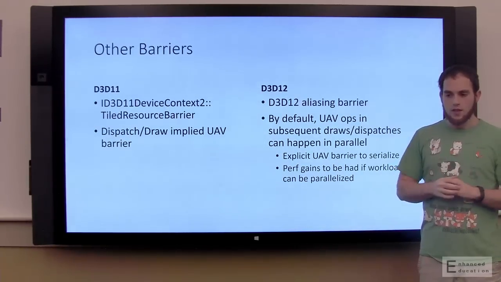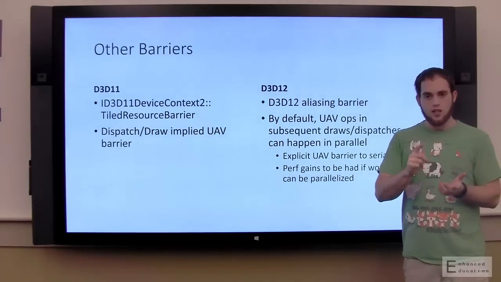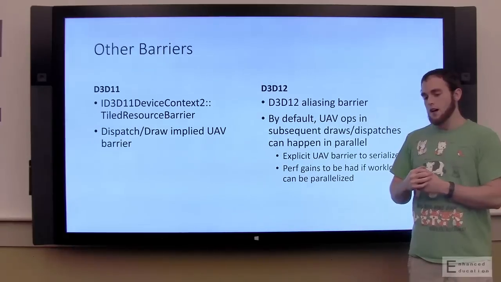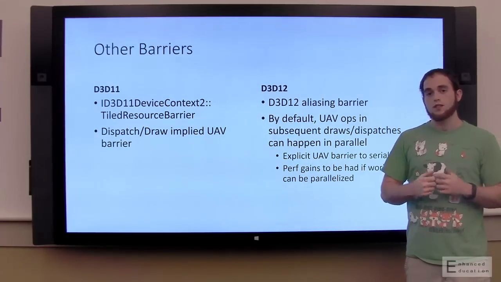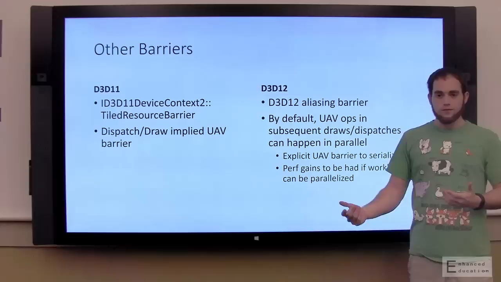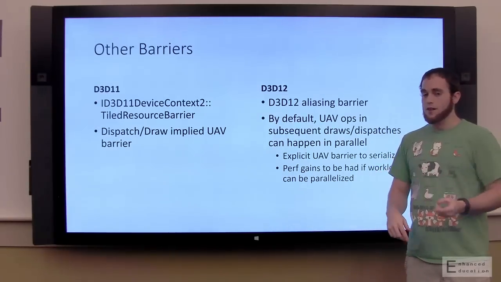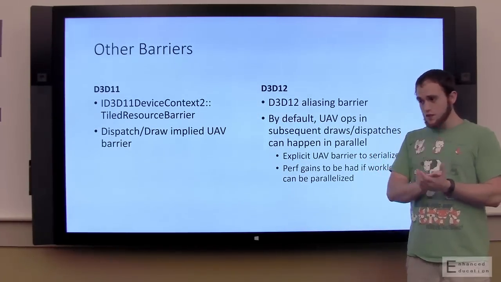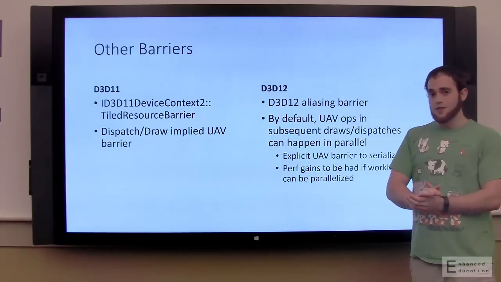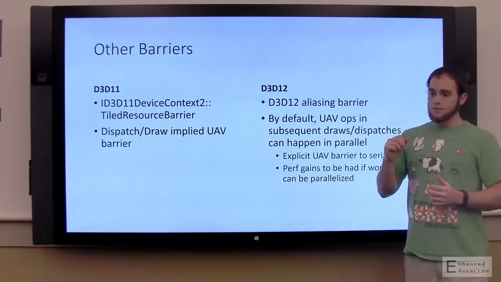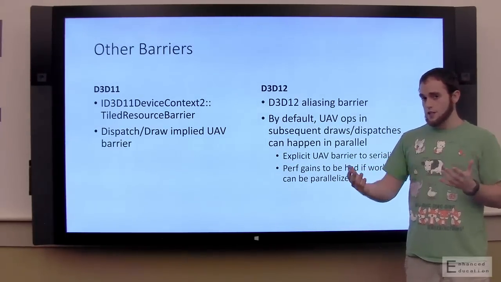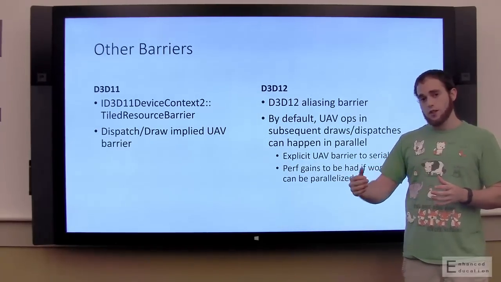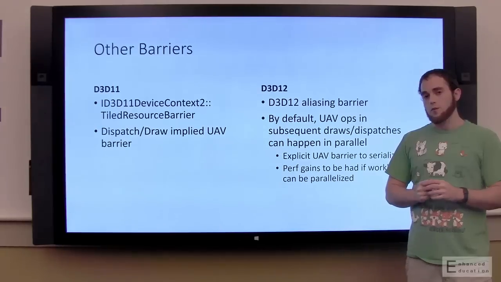And additionally, we have the UAV barrier. So in D3D11, any dispatch operations that went back-to-back or draw operations that went back-to-back that reference the UAV were required by the API definition to be serialized. Even though, like I mentioned before, draws can be pipelined and dispatches can actually happen in parallel. So for D3D12, we have added an explicit UAV barrier. So by default, if you issue two dispatches back-to-back on the same command list, there's actually no guarantee that they're going to happen sequentially, unless you issue a UAV barrier between them.